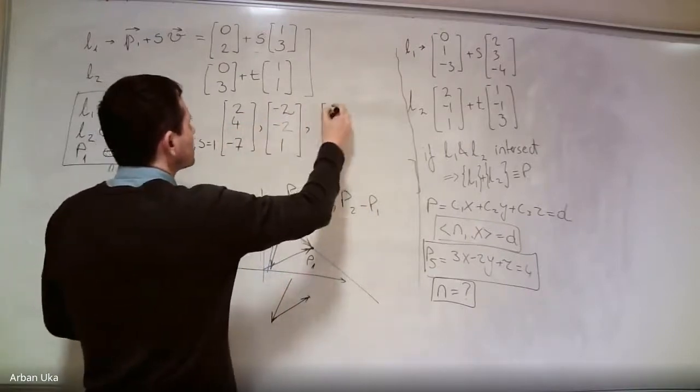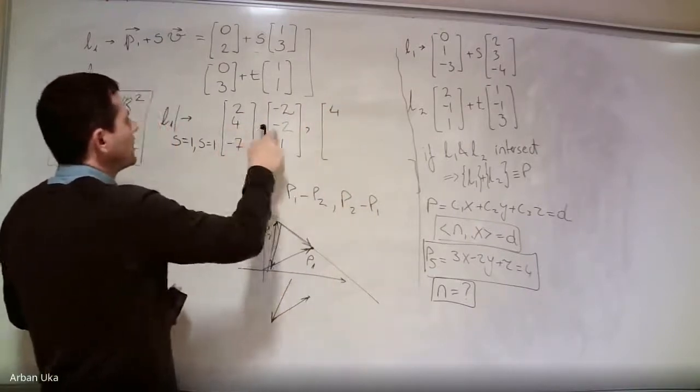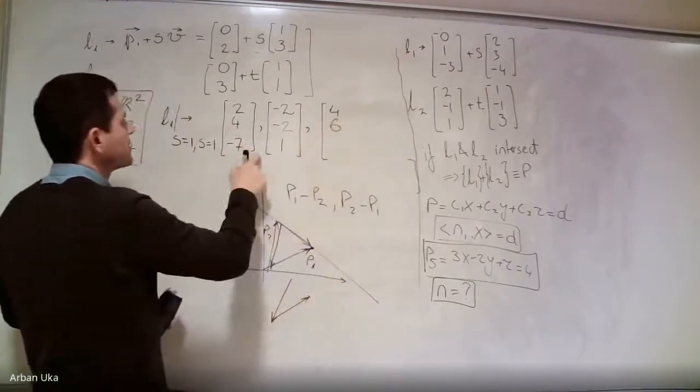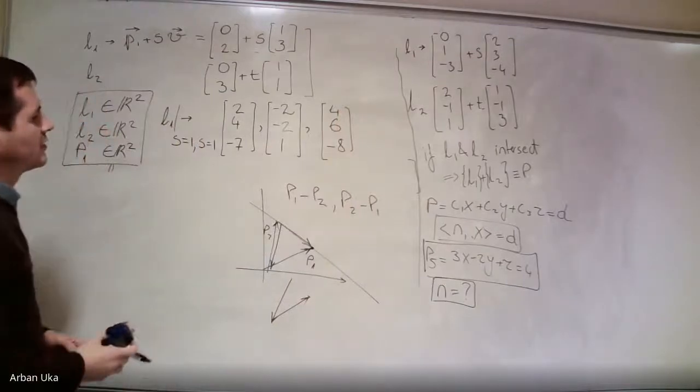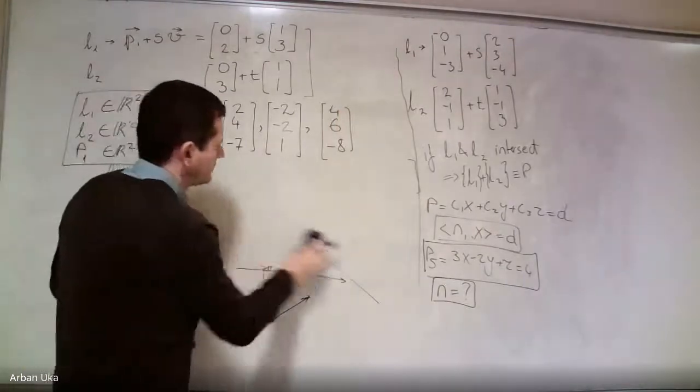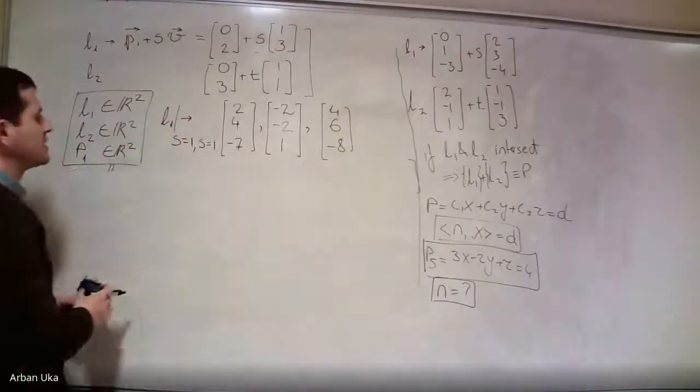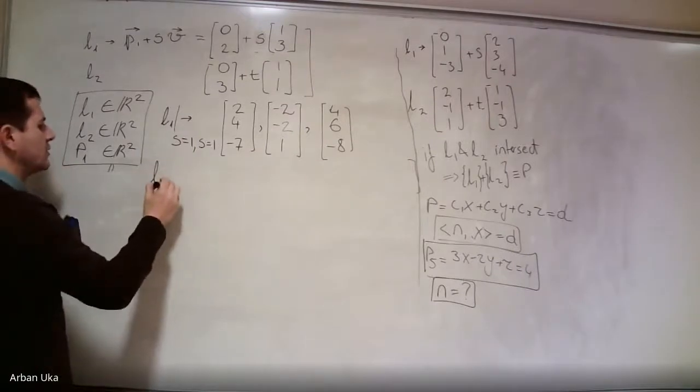We get 2 minus minus 2, this is 4. 4 minus minus 2, this is 6. Minus 7 minus 1, minus 8. Okay, we found it. Okay, then this is line 1. Let's find for line 2.